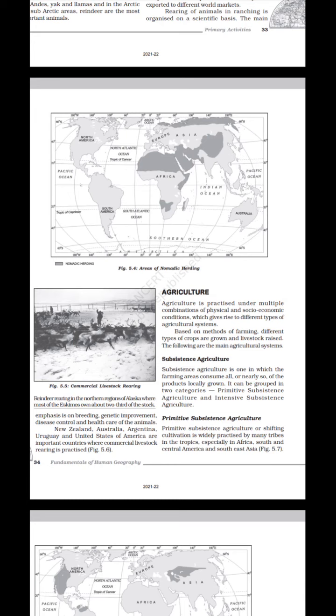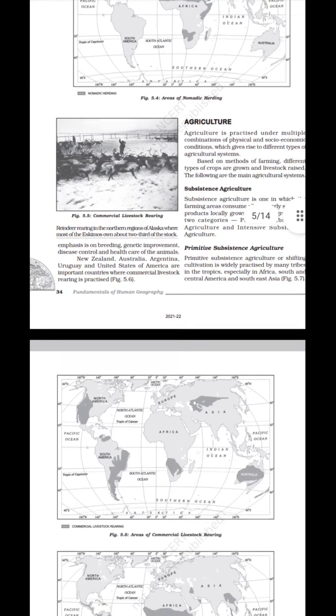Take a look at figure 5.4, areas of nomadic herding. Take a look at figure 5.5, commercial livestock rearing. Emphasis is on breeding, genetic improvement, disease control, and healthcare of the animals. New Zealand, Australia, Argentina, Uruguay, and the United States of America are important countries where commercial livestock rearing is practiced. Take a look at figure 5.6, areas of commercial livestock rearing.